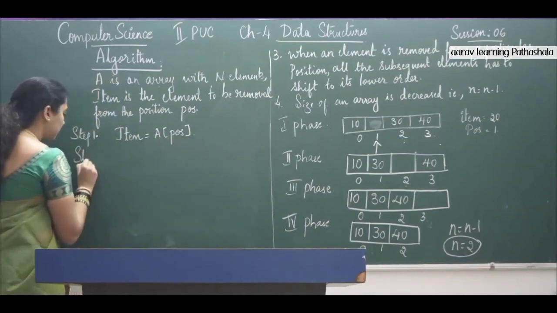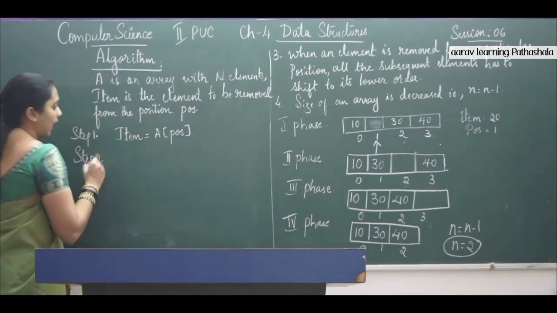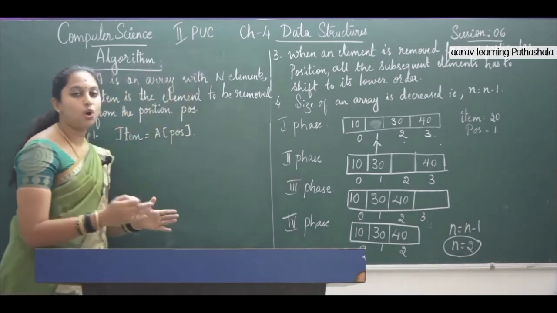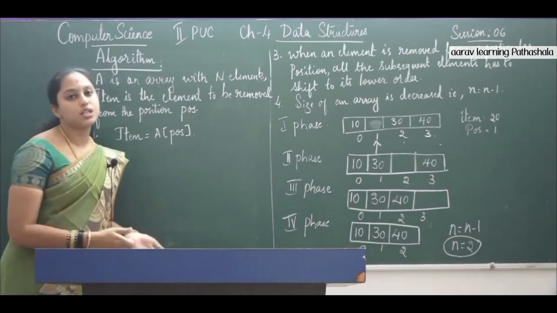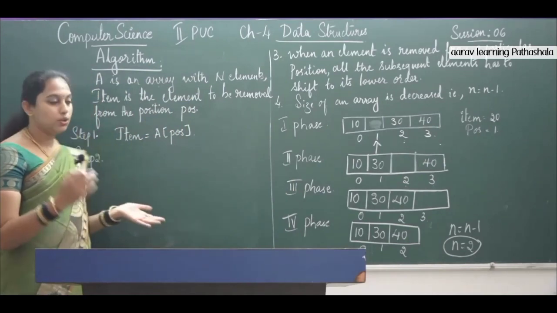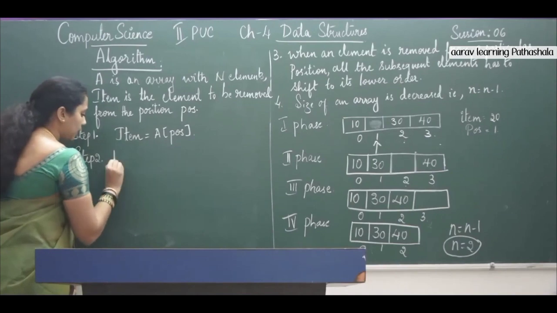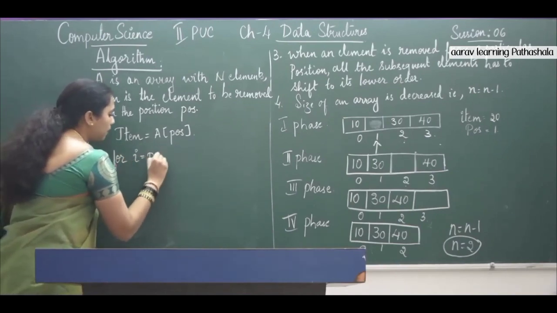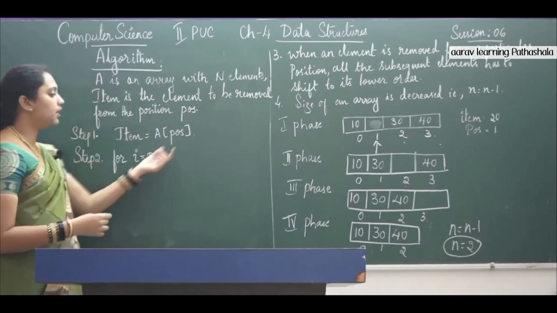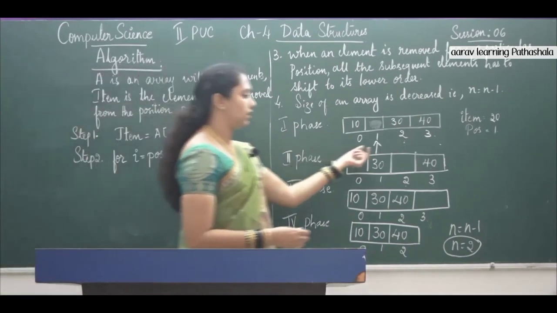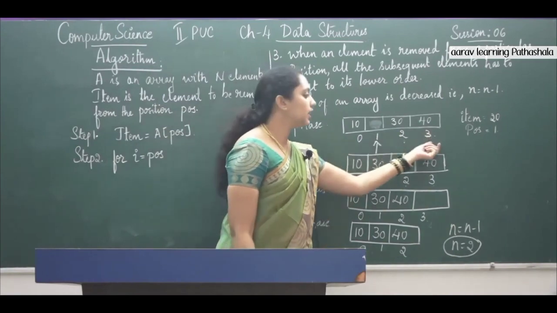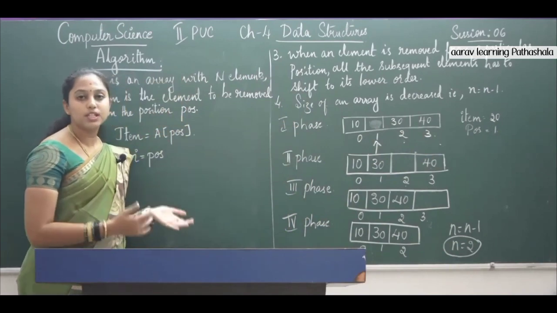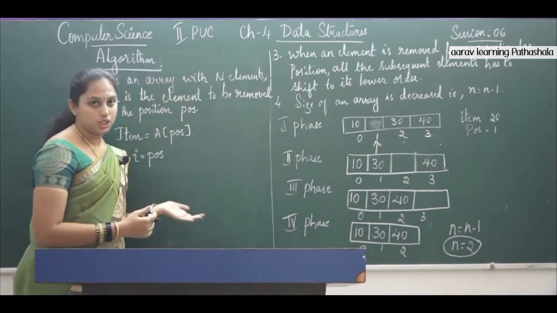In step 2, after removing an item from an array, we have to shift all the elements to its lower order position, right? So, from position, that is for I is equal to POS, that is from the deleted position, from this position till the last position, we have to shift all the elements to its lower order position.